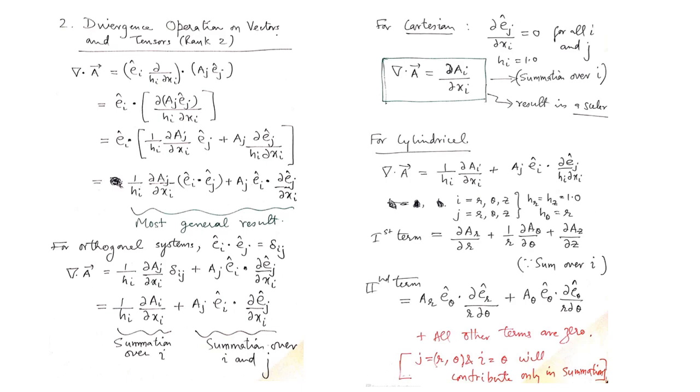So i is fixed as theta for the second term. So a_r and a_theta, these are the two values of j that you need to consider. The third value you don't need to consider because the unit vector del e_z cap doesn't vary with any coordinate. So the two terms will look like this when we expand the second term over the repeating index j.